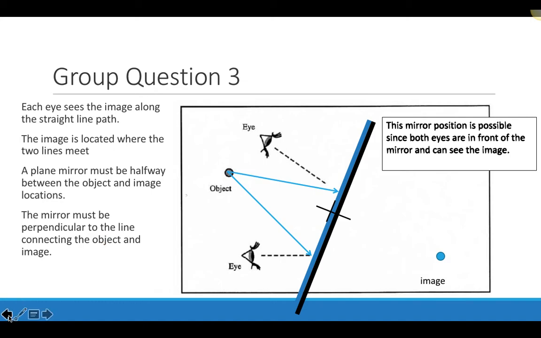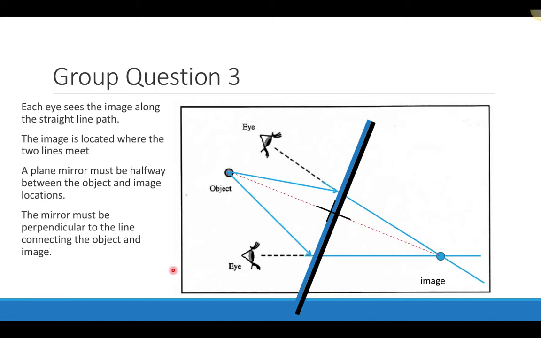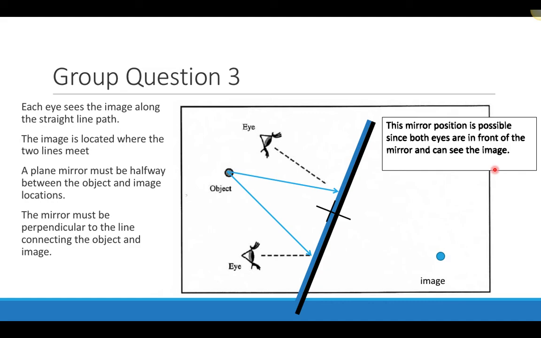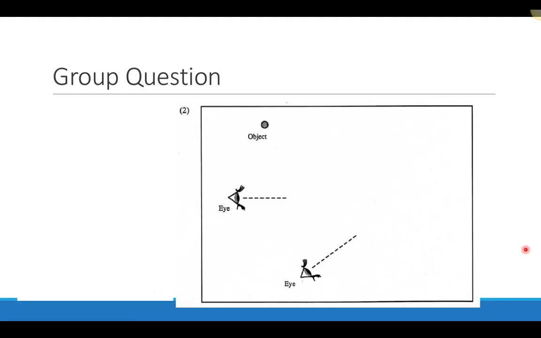I'm going to go back for a second. There we go. So here's my picture, and if I look at this ray of light hitting that surface and reflecting off, and I draw a line that is perpendicular to the mirror, the law of reflection is valid for this eye at the top, and it's also valid for the eye on the bottom. So this mirror position is possible since both eyes are in front of the mirror and they can actually see that image. And the law of reflection holds true.